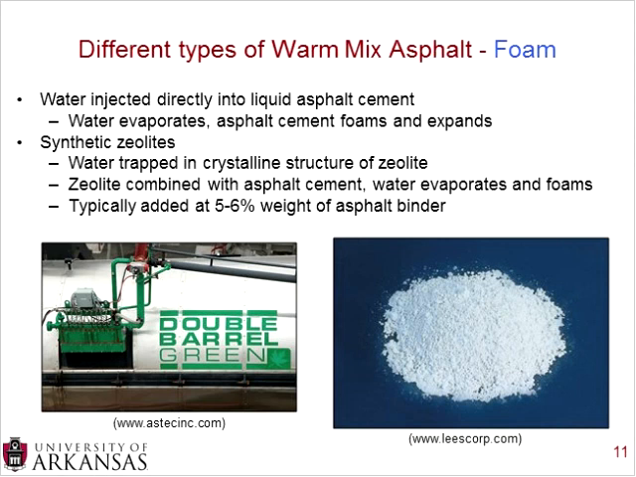So when we're looking at the different types of warm mix asphalt, we'll first cover the foaming technologies. And as I mentioned, there's two different ways to do this. You can either inject water directly into the liquid asphalt cement, and an example of that is the double barrel green system. And what happens is when you inject this water into the asphalt cement, the water evaporates instantaneously, and that causes the asphalt cement to foam and expand. And after it is expanded, it can then coat the aggregate as it mixes it.